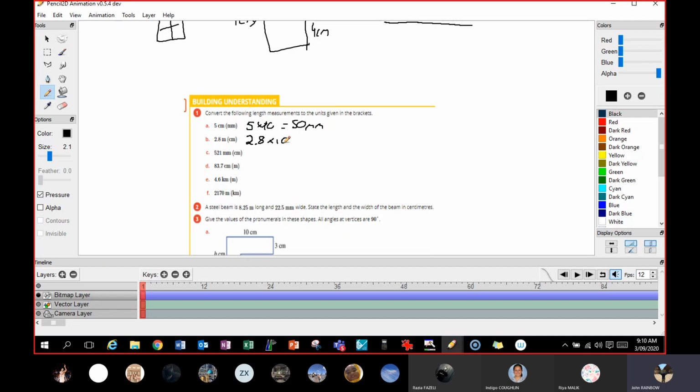So 2.8 times 100. Move the decimal place twice, 1, 2. That's the beauty with conversion. They're all powers of 10. So you've only got to move the decimal places is really all we're doing. 1, 2, so that's going to be 280 centimeters.